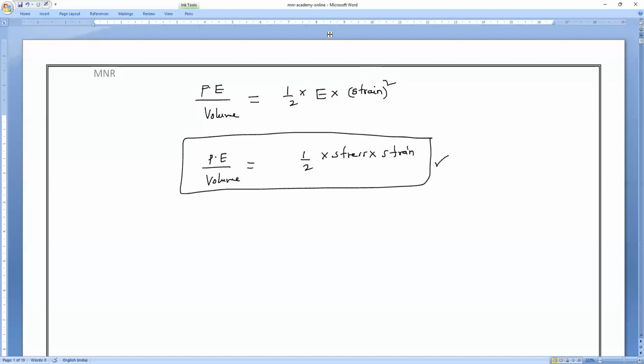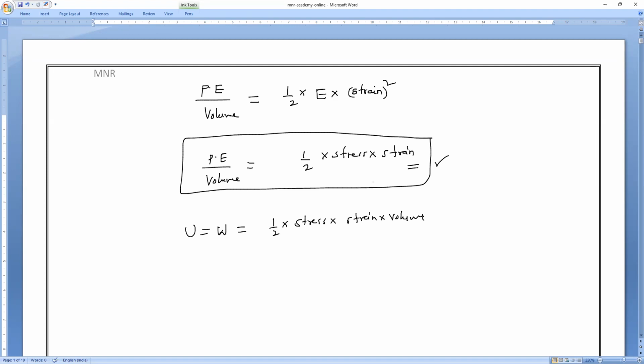So what is the energy stored in it when it is stretched? That energy we call potential energy. The potential energy, which is equal to the amount of work done in a spring or a wire, U, is equal to half into stress into strain into volume. Now the volume comes to this side, and the energy per unit volume is equal to half into stress into strain. This is what we derived in our last class.